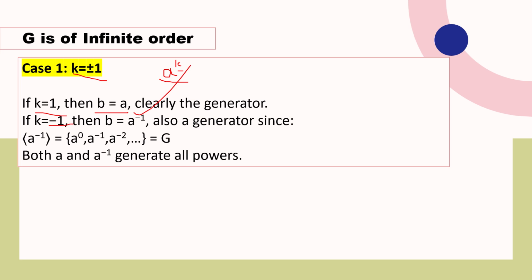If k is equal to minus 1, then in place of k you put minus 1. So what do you get? You get B is equal to a raised to minus 1, also a generator. How? Since a raised to minus 1 will give us a raised to 0, a raised to minus 1, a raised to minus 2 and so on, which is equal to G again, which is Z. Also you can see here a raised to 0 is equal to 1, the identity element, part of the group. We'll get all the elements of Z. Both A and A inverse generate all powers. So in the first case, we saw that when we take k equal to plus 1 or minus 1, we get all the elements.